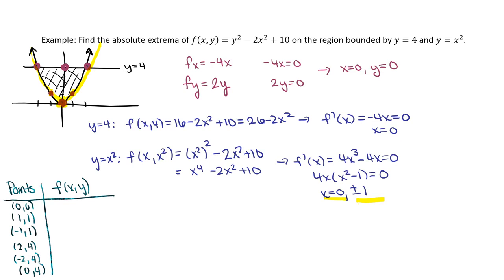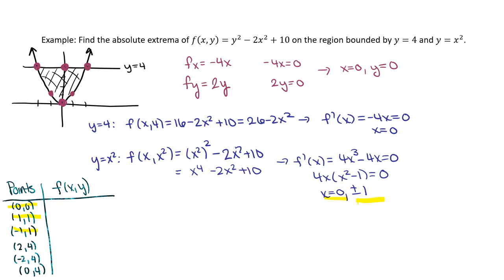So I really need to draw the region we're looking at. It helps me see visually what are all the points I'm checking. So it looks like, once again, I have 6 points I have to check. 0, 0, 1, 1, negative 1, 1, and then 2, 4, negative 2, 4, 0, 4. Those are all the points I have to check.